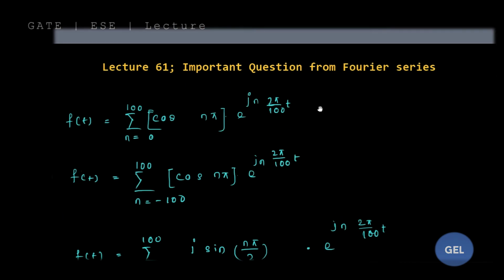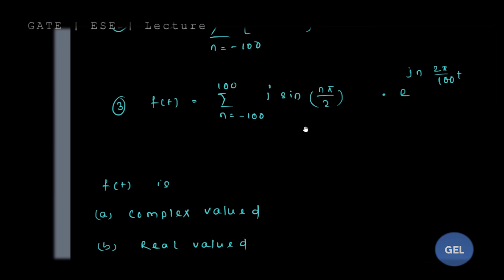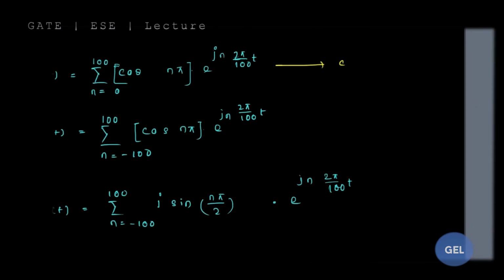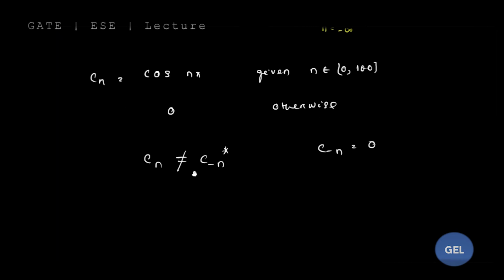That means for the first question, f of t is complex valued. Clear? It is complex valued because c of minus n is not defined. We need to have at least c of minus n exist, and only then can we talk about the conjugate. Now this is 0. Clear? In that way you can also understand.